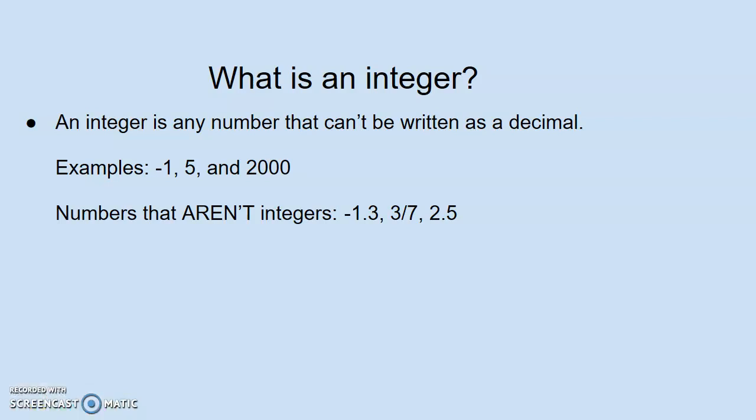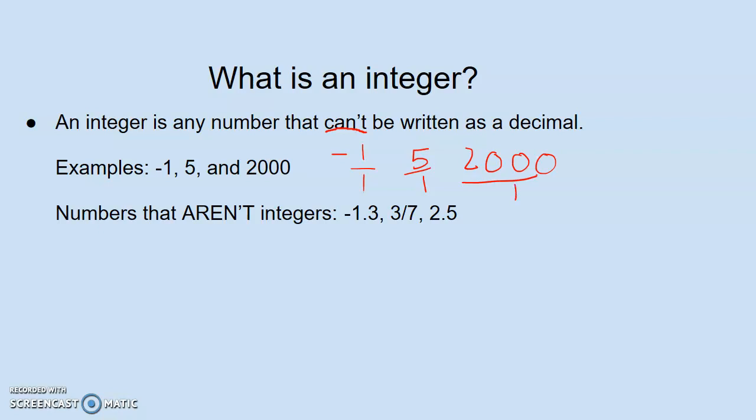So I repeat, they can't be written as a decimal. And some examples are -1, 5, and 2000. Now these numbers you can't write as a decimal, but you can write them as a fraction. So -1 would be -1 over 1, 5 could be 5 over 1, and 2000 can be 2000 over 1. Now these fractions aren't fully simplified, but they're still fractions.